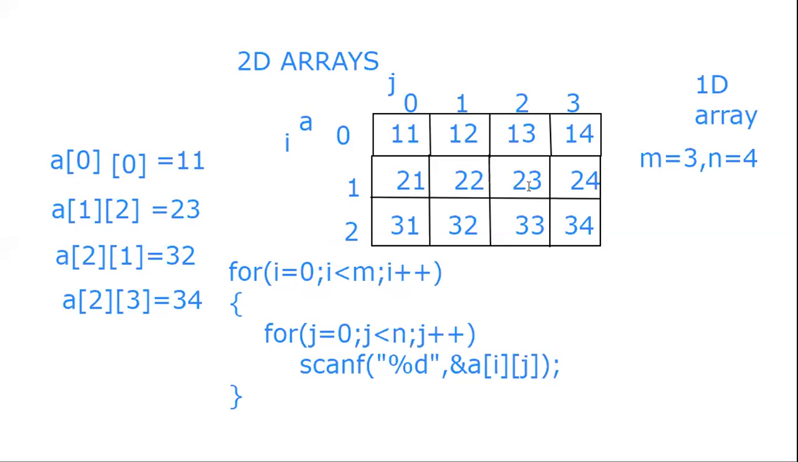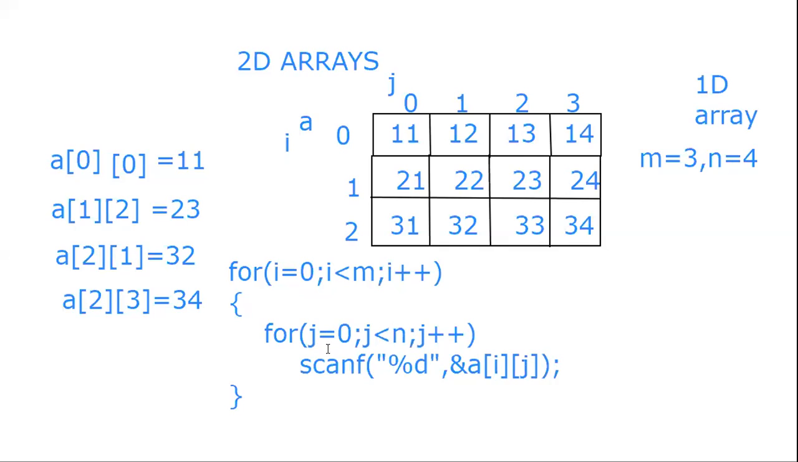Next number, if we enter 23, so I is still 1, j gets incremented to 2. 2 is still less than 4 itself. So now we have 1, 2. So a of 1, 2, it gets stored as 23. Next, j gets incremented to 3. So a of 1, 3. Next number, 24, gets stored into a of 1, 3. Now, if we increment j again further, it becomes 4, right? 4 less than 4, condition is false.